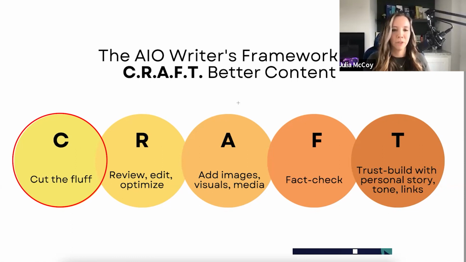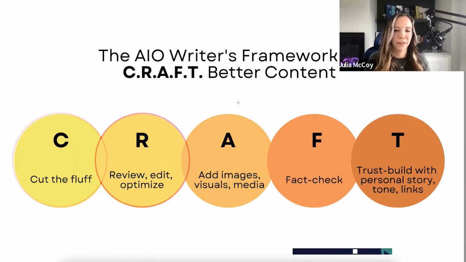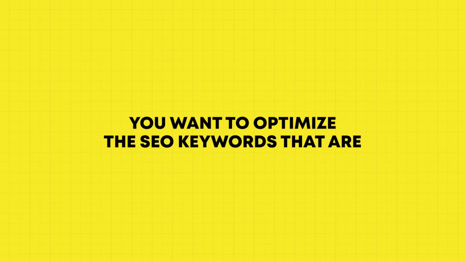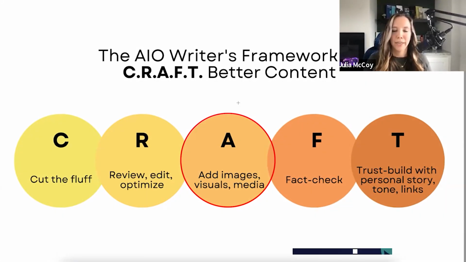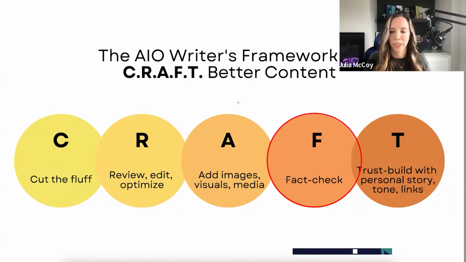So the next step, you really want to review it and optimize it. So this is where keywords come into play. You want to optimize the SEO keywords that are in the content, make sure that all the keywords are there and they're used accurately. And next, that A piece, you're adding images, visuals, and media, like GIFs, if that's something you want to put in your content. That's something we do at Content Hacker. And then F for fact checking your content.